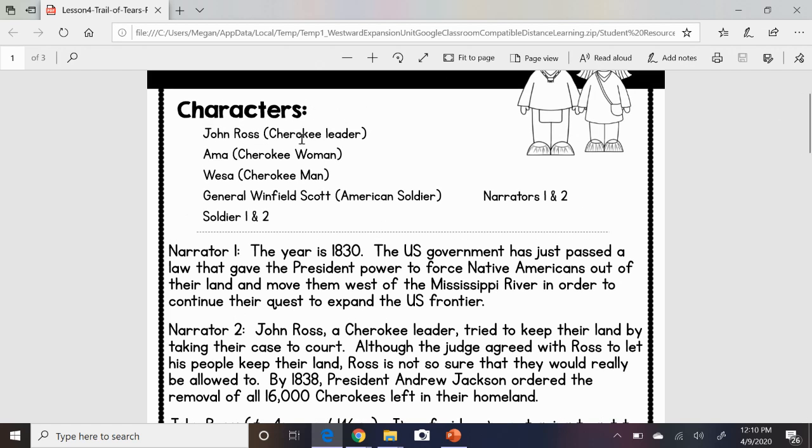All right, so here are our characters. We have John Ross, who is the Cherokee leader, and he is actually the one that went to court. You have Amma, she's a Cherokee woman. You have Wessa, he's a Cherokee man. You have General Winfield Scott, who is a soldier. You have Soldier 1 and Soldier 2, and then you have Narrators 1 and 2.